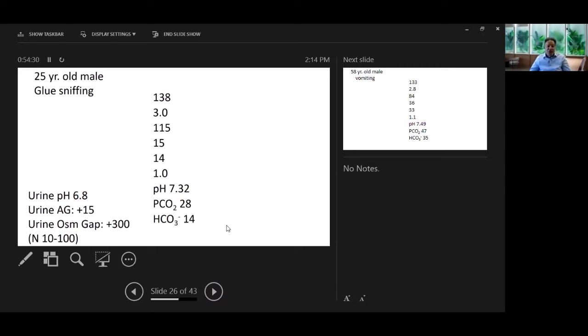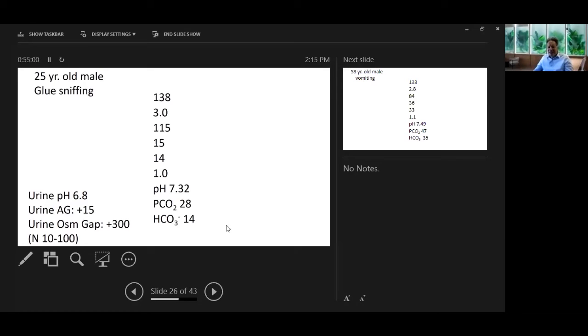Okay, we look at the urine pH, it's high. The urine anion gap is positive, but the osmolar gap is sky high. So from the urine osmolar gap, when we divide by 2, we would say that there's about 150 millimolar ammonia in the urine, which is high. But yet the urine anion gap is positive. So how can that be?